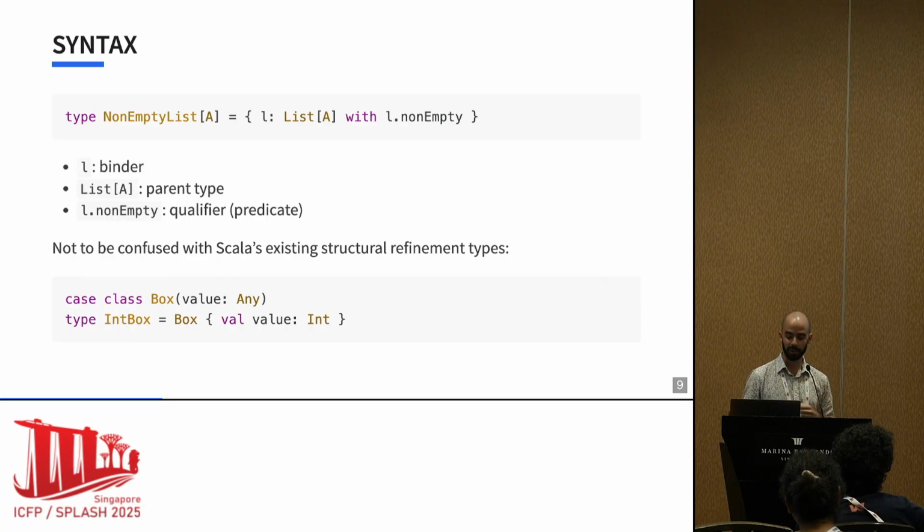So structural refinement types are a bit different. That's an existing feature in Scala that allows you to refine the type of a field. But these types also start with curly braces, but then you see a val or a def afterwards, while the logically qualified types start with a binder, then a parent type, and then an assertion.